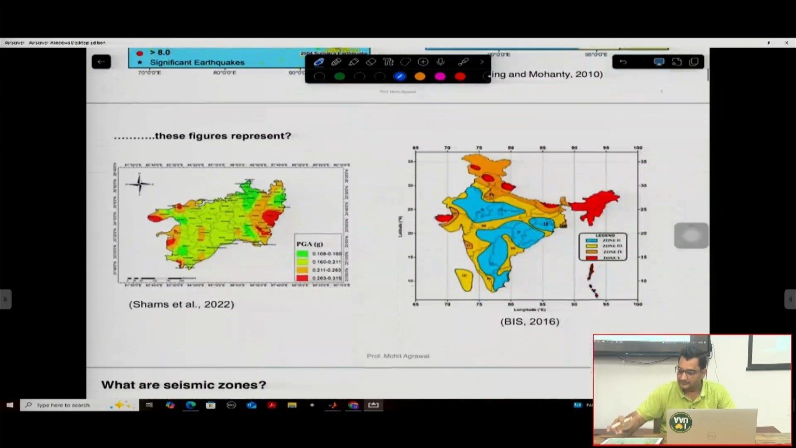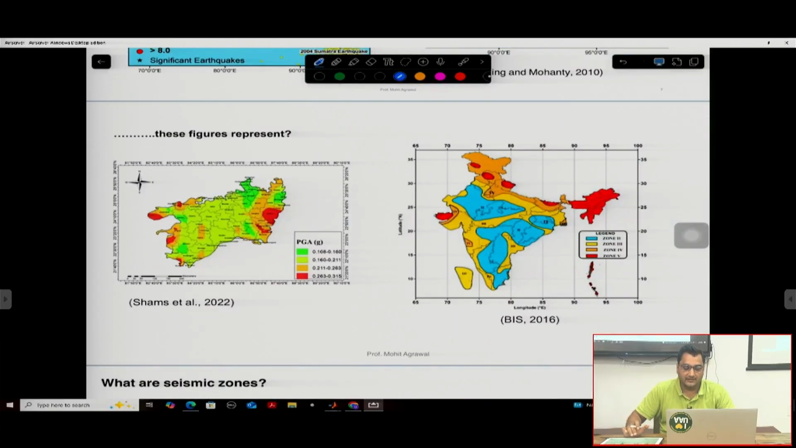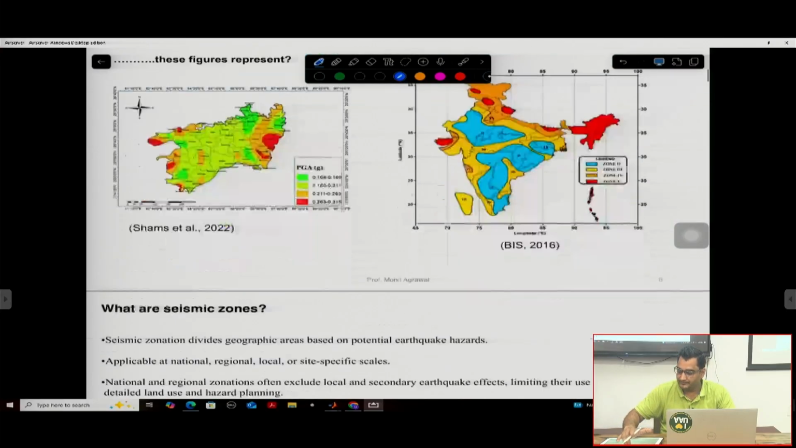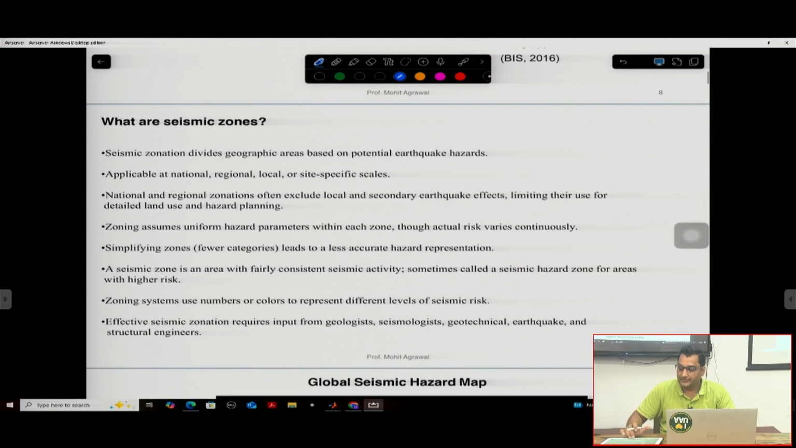Now, thereafter we started with seismic zonation, and in seismic zonation we divided the geographical areas based on their potential for earthquakes, and the zonation can be done on national, regional, local or site-specific levels.